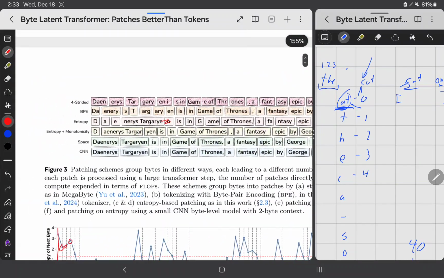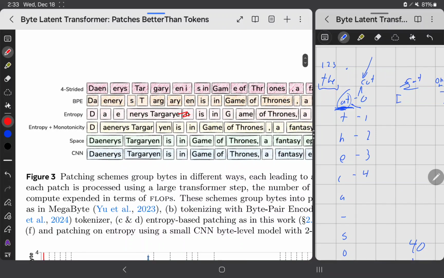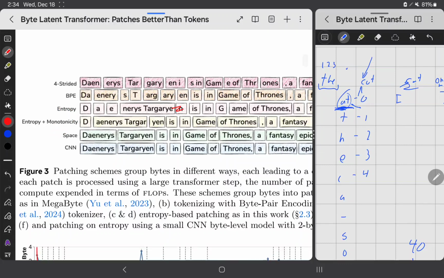So here's a bunch of patching strategies over here. This is fixed-size, the trivial one: every 4 bytes we create a patch. This is byte pair encoding, which is what I talked about earlier. You just do a normal lookup table. Space is self-explanatory: you just do it by every space. And then they have 2 entropy-based ones over here.